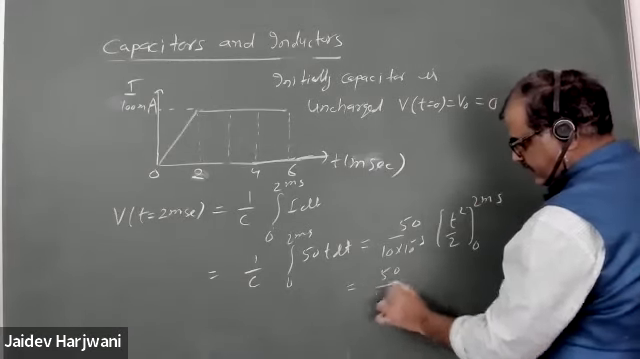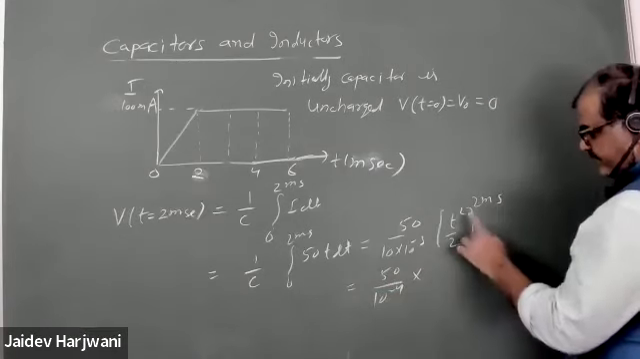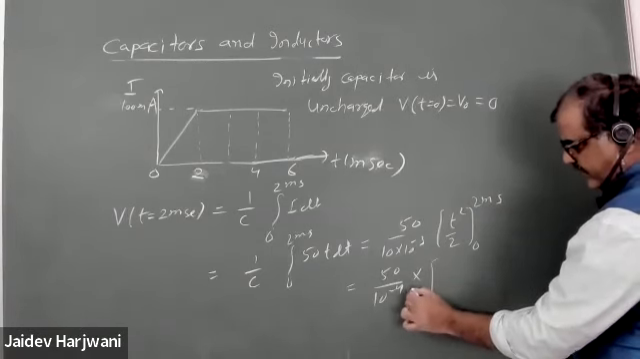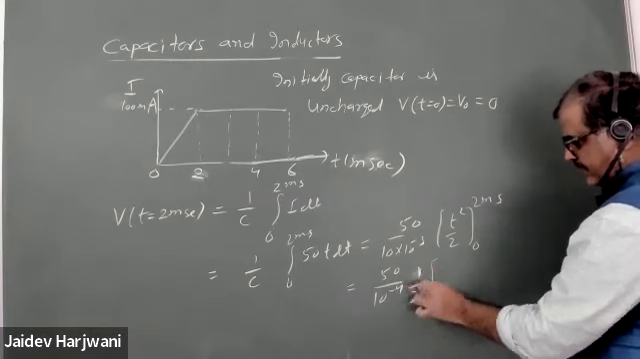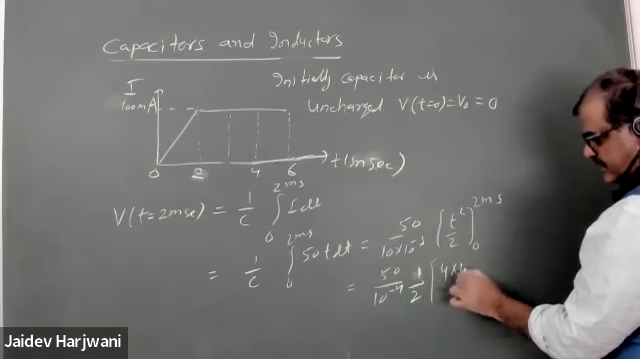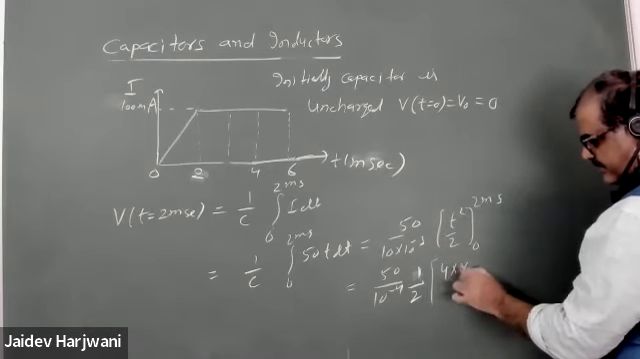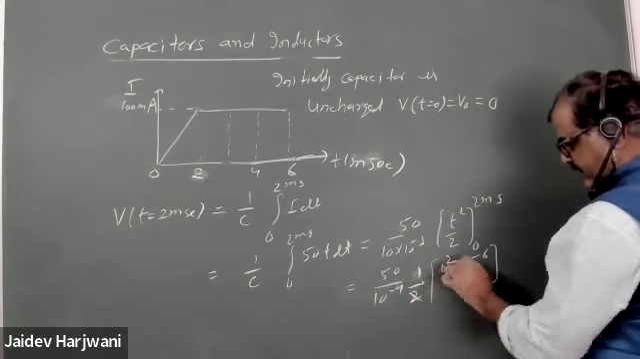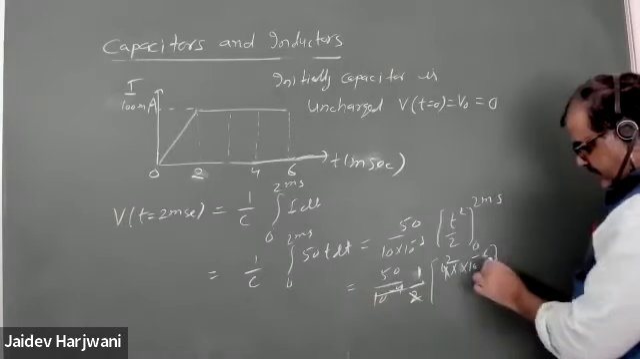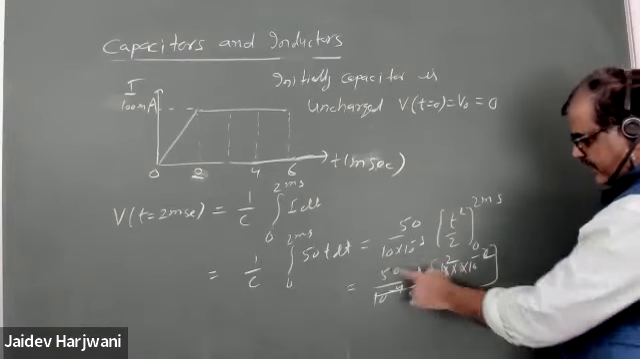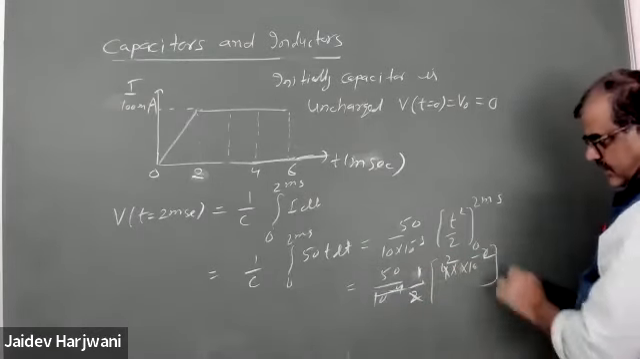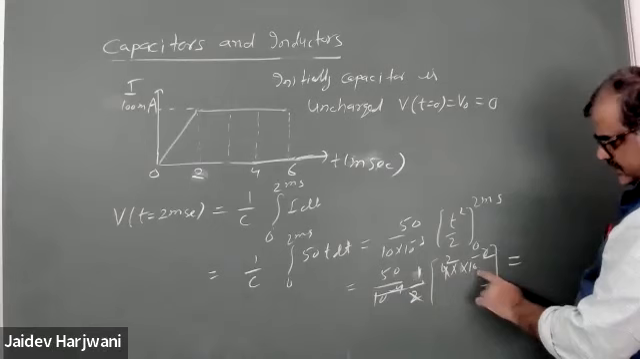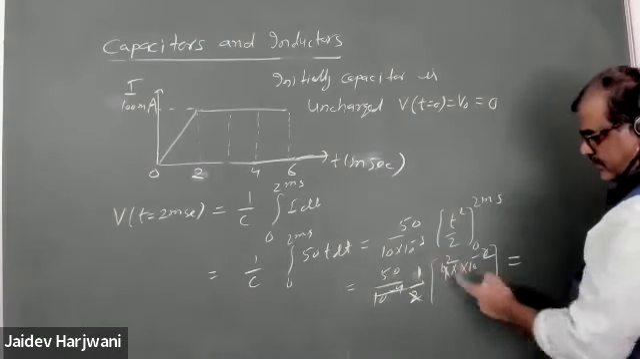So I can write 50 into 10 to the power minus 4, and here t square by 2, you have to put t in milliseconds. The 1/2 you can bring out, and then t square, that means 4 millisecond square, 10 to the power minus 6, and then you put 0, you get 0. So you got here 1, you got 2 here, 10 to the power 5 cancels. This becomes 10 to the power minus 2, and you get here 100. So how much should come? 4, 6, so minus 2, minus 2, 0 comes.